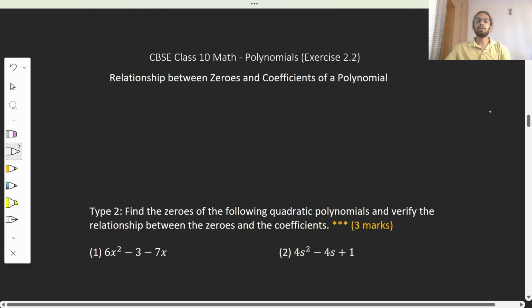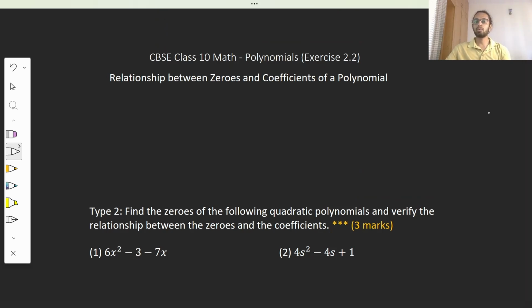Hello everyone. In this video, we'll learn about exercise 2.2 in the chapter Polynomials. As we know, the basic form or the format of a polynomial is ax square plus bx plus c equals 0. Here, a and b are the coefficients of x square and x respectively, and c is the constant term.